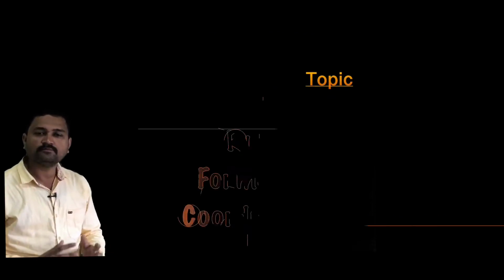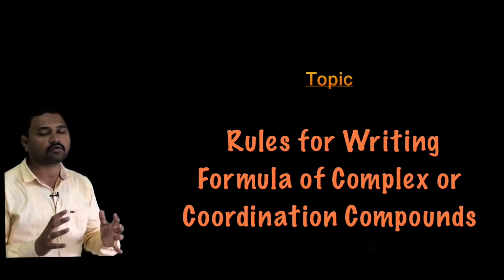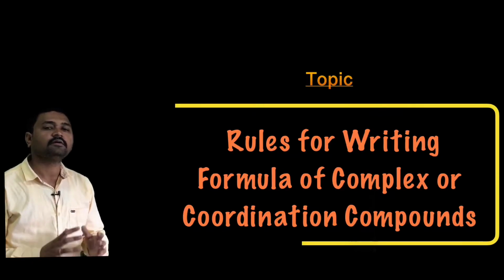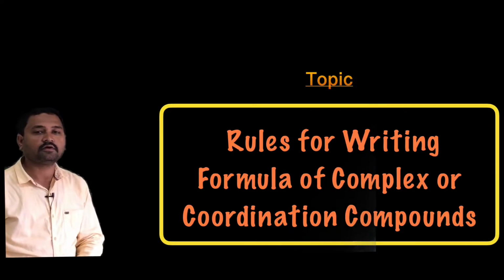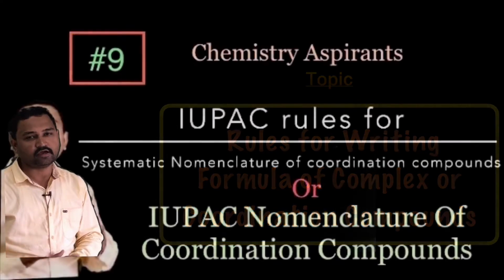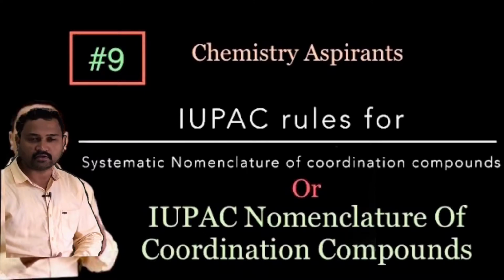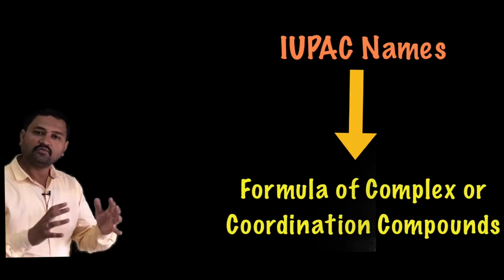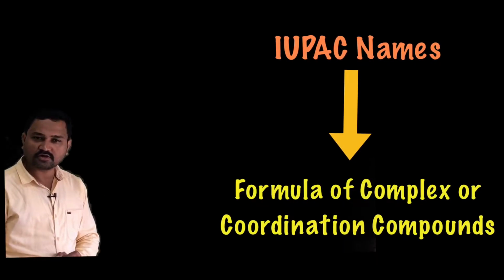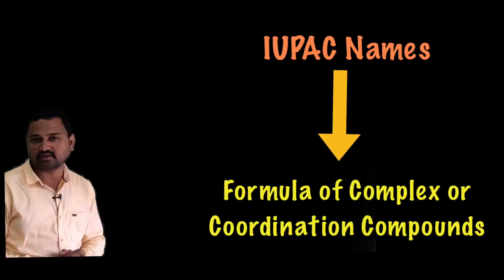Now in today's lecture, we are going to know about the rules for writing the formula of the complex compound or coordination compound when the IUPAC name is given. In the previous lecture, we learned about the rules for writing the IUPAC name for the coordination compound when the formula was given. Now here we are doing exactly the opposite thing. We are writing the formula of the coordination compound when the IUPAC name of that complex compound is given.